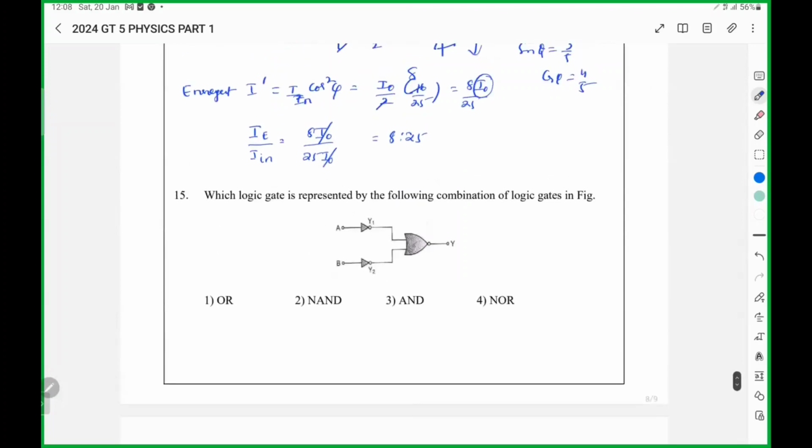In this one, the NOT gate output will be A bar. Here it is OR gate, and it is finally NOR gate. So we get A dot B, it becomes AND gate. So here law applied is De Morgan's law.